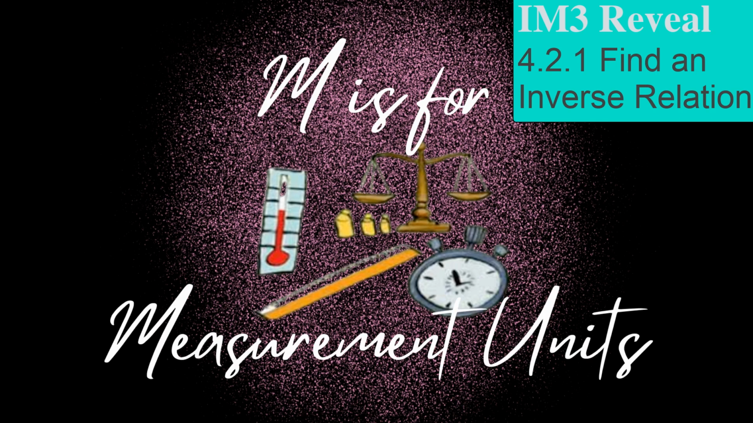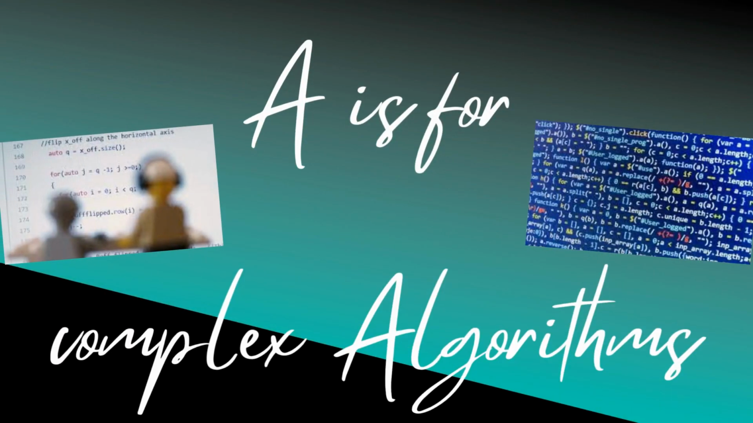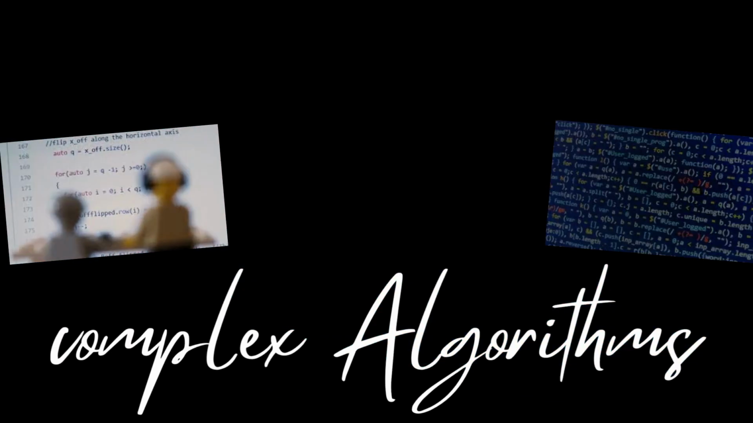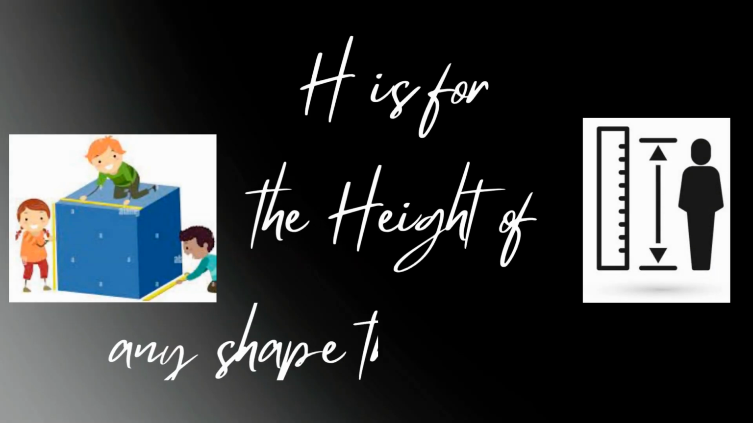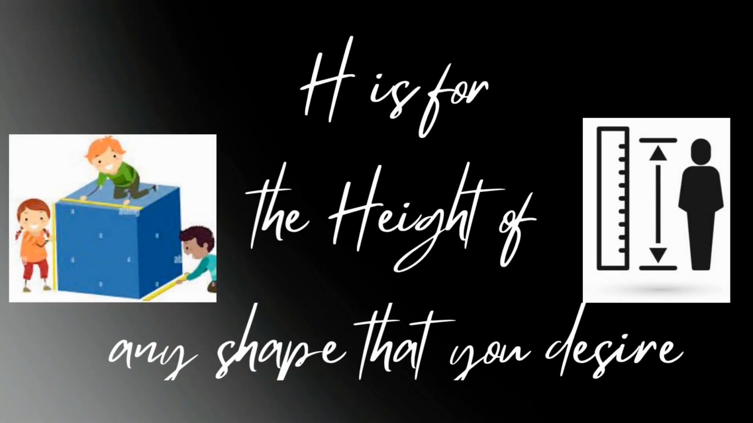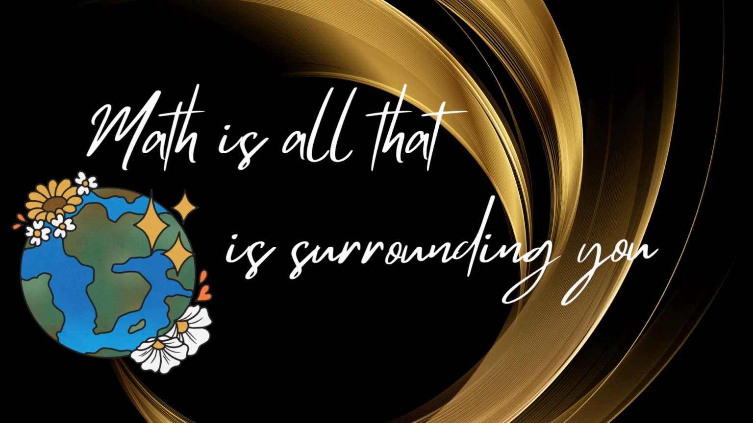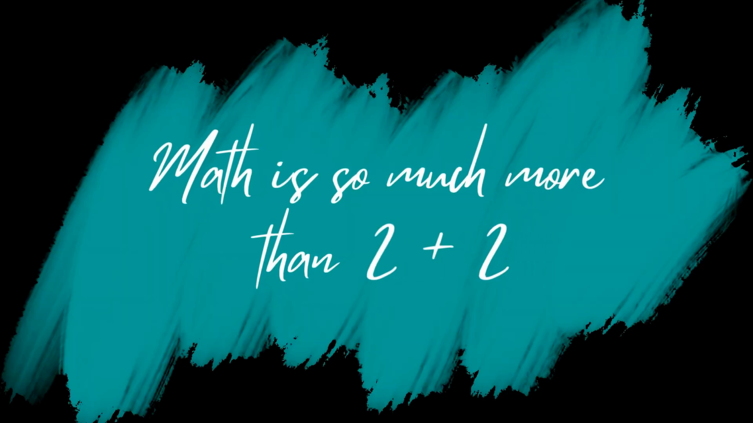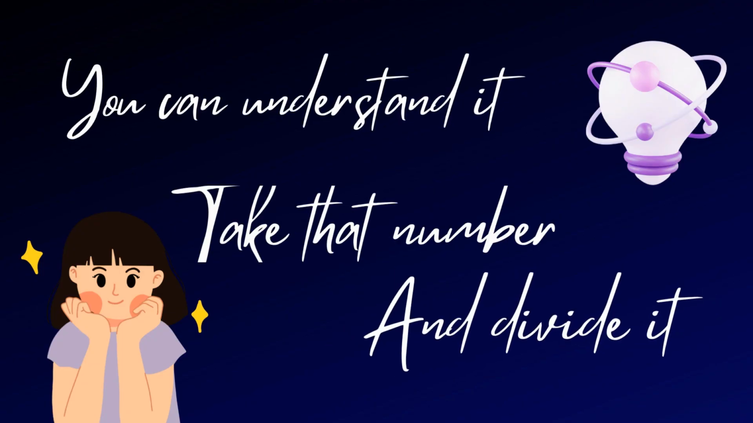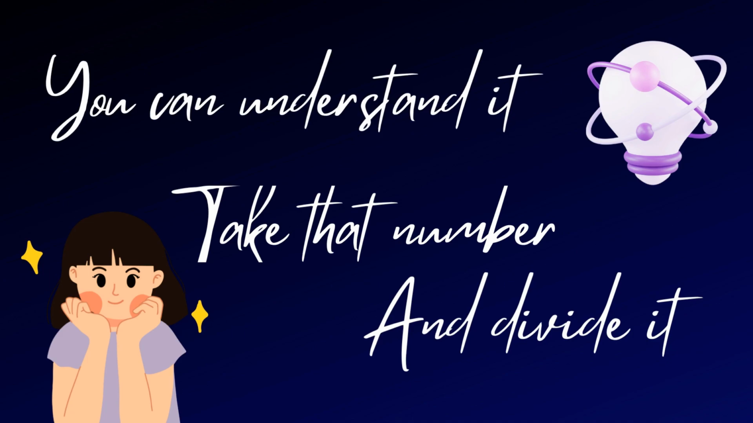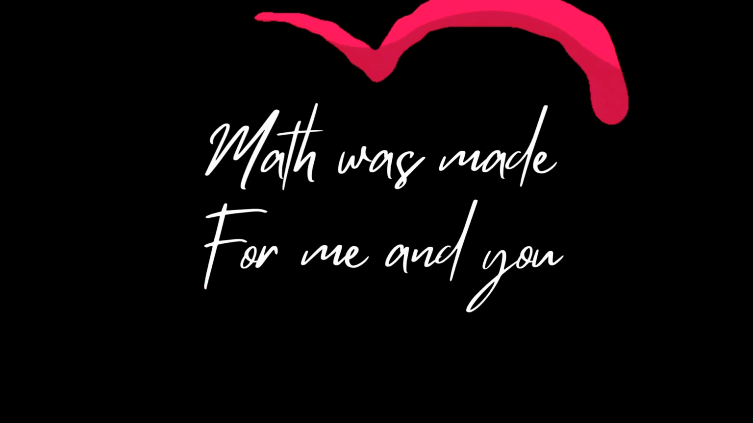M is for measurement units. A is for complex algorithms. T is for translations, transversals, and trapeziums. H is for the height of any shape that you desire, and math is all that is surrounding you. Math is so much more than 2 plus 2. You can understand it. Math was made for me.